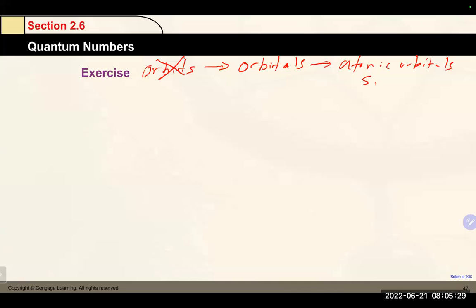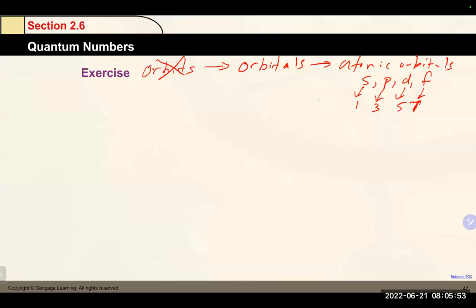We have s's, p's, d's, and f's. There's only one type of s orbital. For p, there are 3 different types of p orbitals. For d, there are 5 different types of d orbitals. And for f, there are 7 different types of f orbitals.